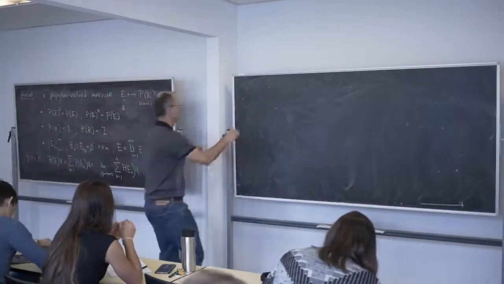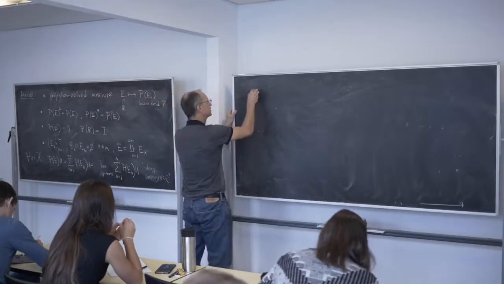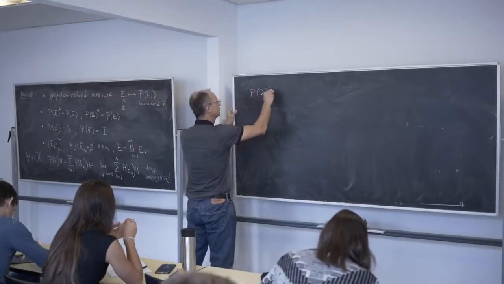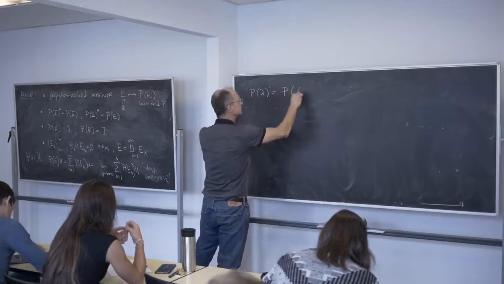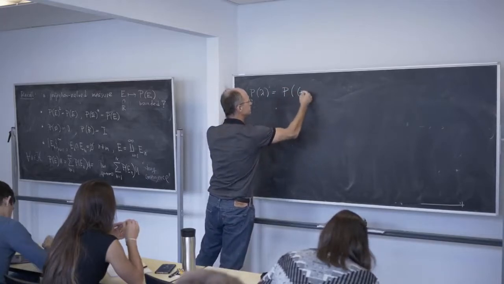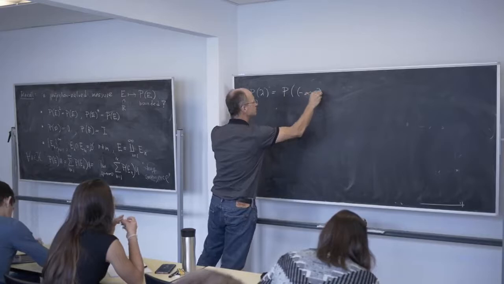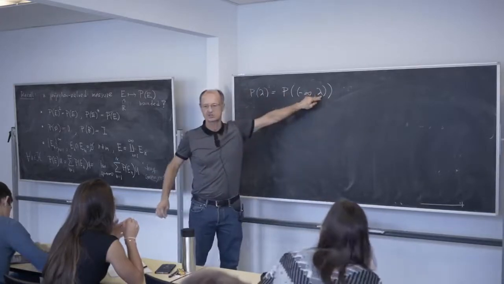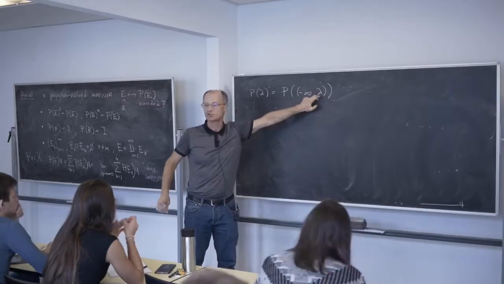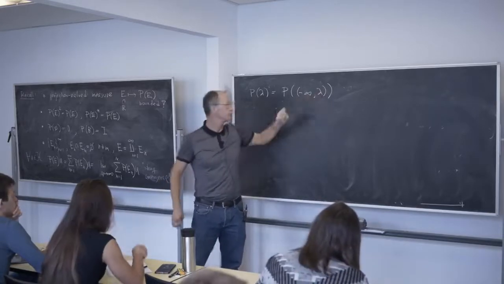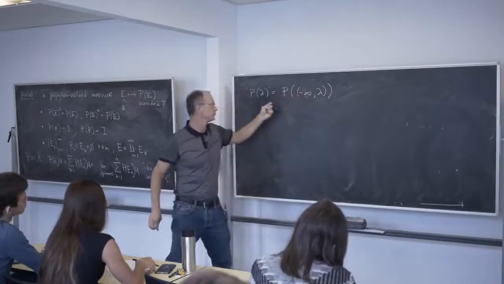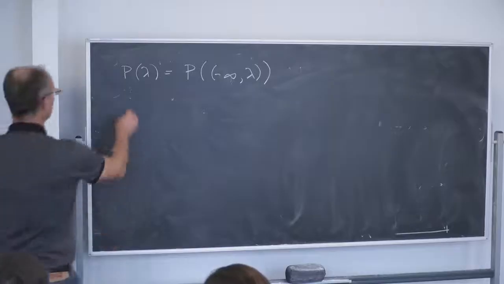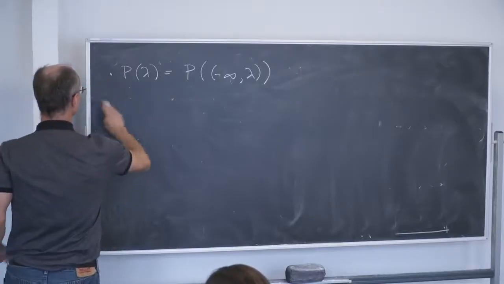So a piece of notation. We denote by P of lambda, P of the open semi-axis from -infinity to lambda, not including lambda. So this is a particular subset of the real line. So we call this guy P of lambda.